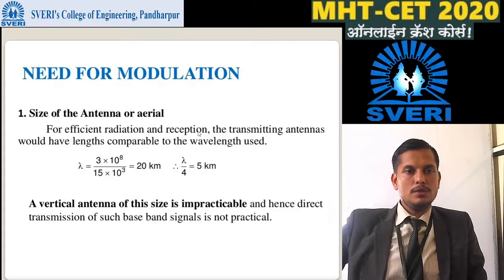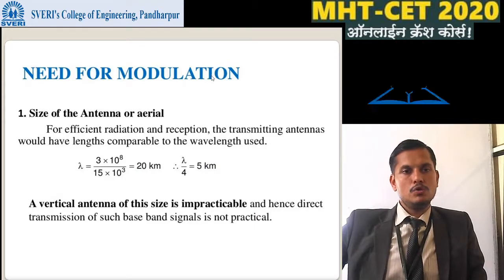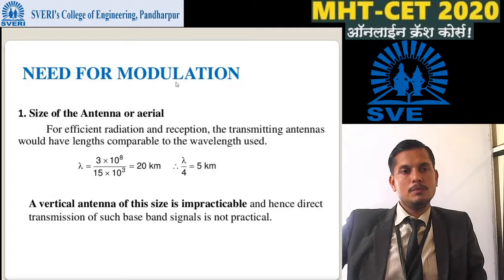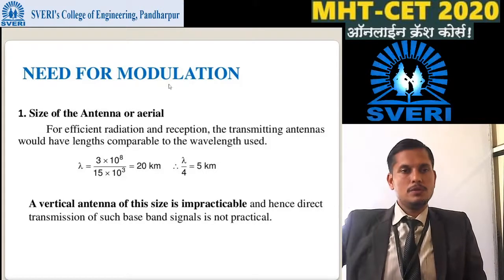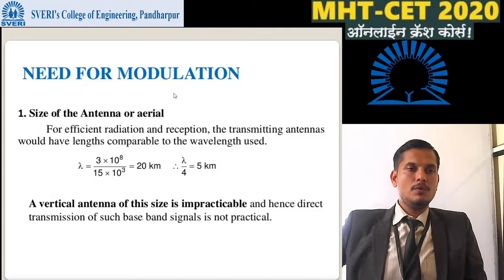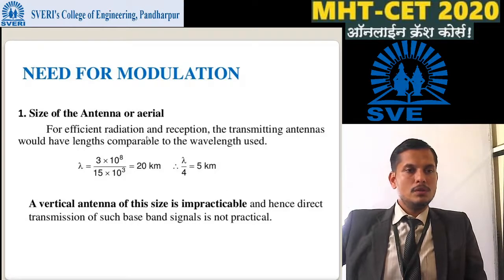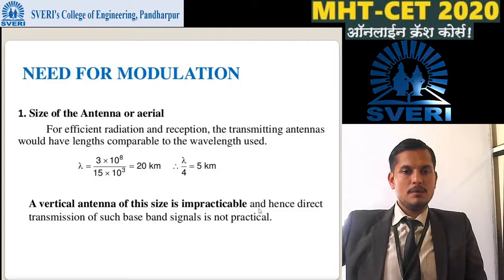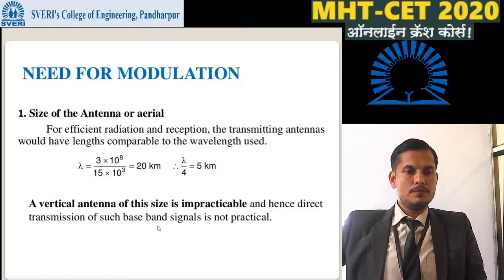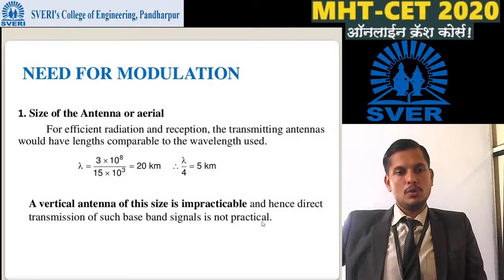So, need for modulation. What is meant by modulation? Superimposing the original information, that is low frequency information, on a high frequency carrier wave is called modulation. First, the size of the antenna or aerial. For efficient radiation and reception, the transmitting antennas would have lengths comparable to the wavelength used. A vertical antenna of this size is impracticable, and hence direct transmission of such a baseband signal is not practicable.